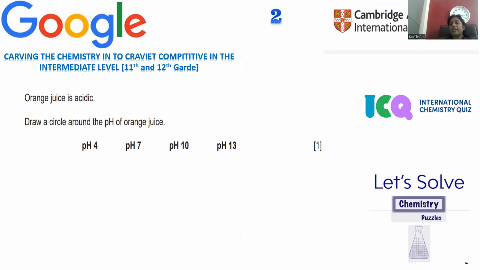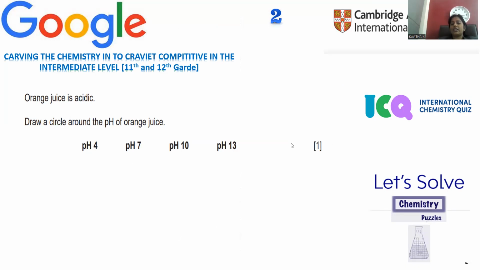It is collected from Cambridge Assessment International Education. Orange juice is acidic. They only gave the hint. Orange juice is acidic in nature. Draw a circle around the pH of orange juice. It's a very easy question because the clue is given by themselves.